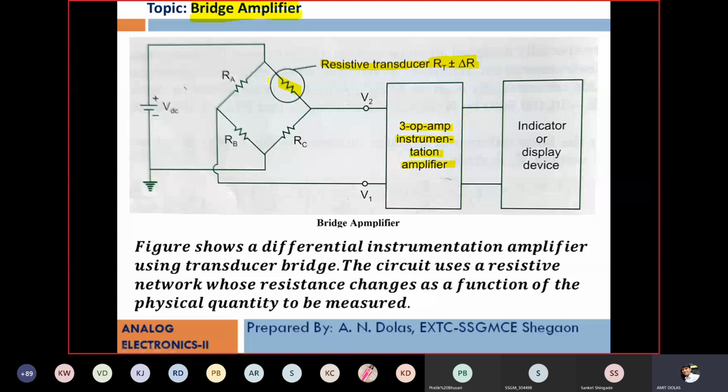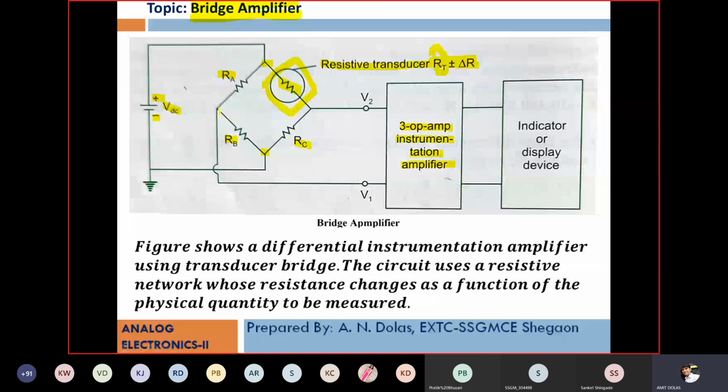So we use such a component in a balanced bridge. You can see here, the bridge is there where RA, RB, RC and RT are connected, and the bridge is excited by voltage VDC. Excitation voltage is required because the transducer type is passive. When all the resistances RA, RB, RC and RT are equal, the bridge is said to be balanced.